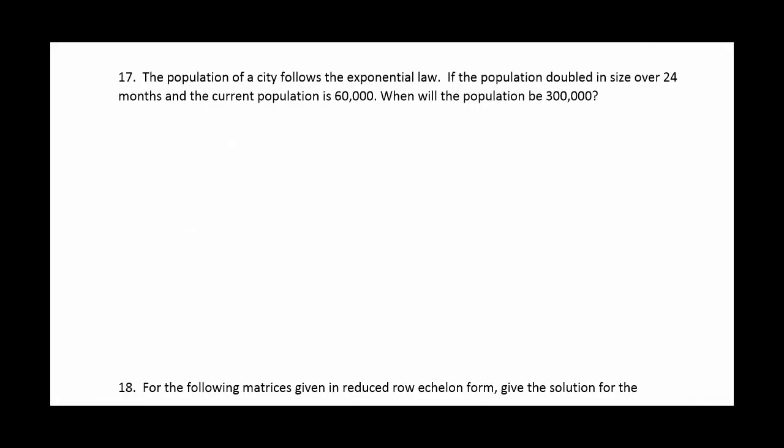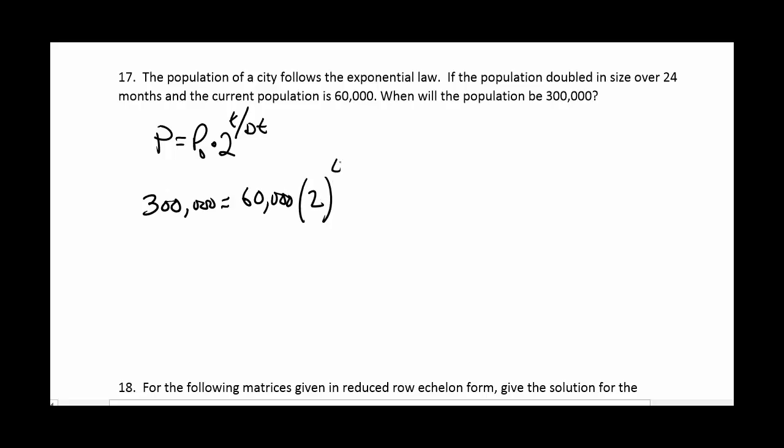Okay, number 17 is an exponential growth problem, and more specifically it's a doubling problem. So our doubling formula is P equals P naught times 2 to the t over doubling time. And let's see, if the population doubled in size over 24 months, so our doubling time is 24, and the current population is 60,000. When will it be 300,000? Okay, so I'm going to go ahead and say 300,000 equals 60,000 times 2 to the t over 24.